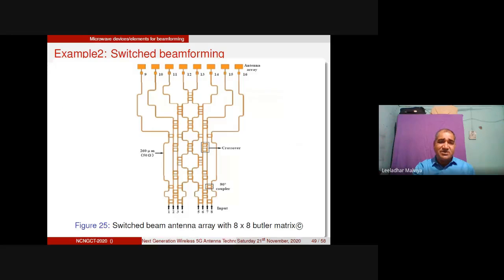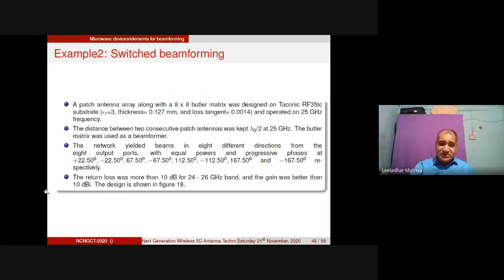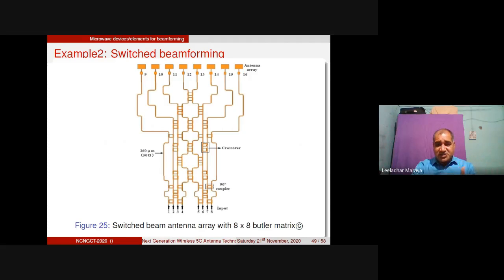You have another design of an 8x8 Butler matrix. With the help of this 8x8 Butler matrix, 1, 2, 3, 4, 5, 6, 7, 8 are the input ports, and 9 to 16 are the output ports, right? If you look at this design, what the authors have achieved is plus minus 22.5 degree, plus minus 67.5 degree, plus minus 112.5 degree, plus minus 167.5 degrees. So these beams were achieved in these directions with the help of these angles, right? So 8 different users or 8 different directions can be covered with the 8x8 Butler matrix.